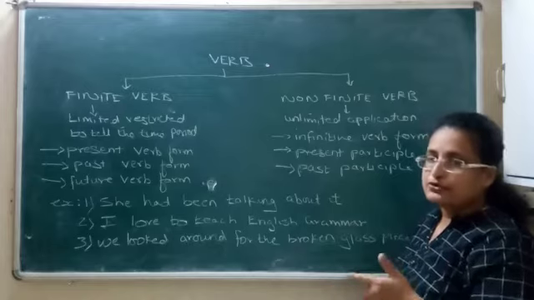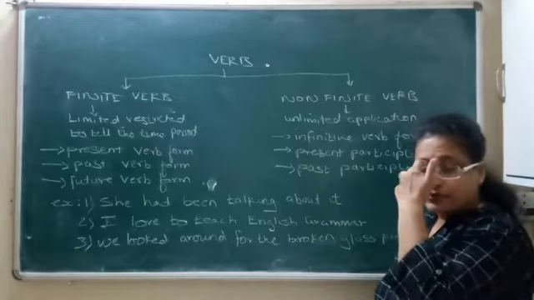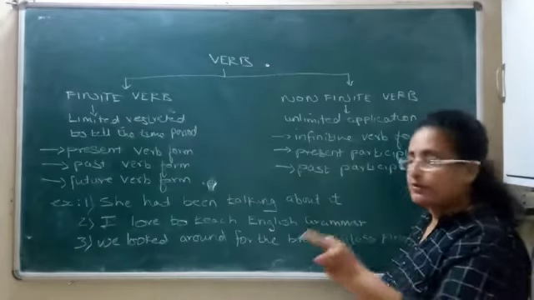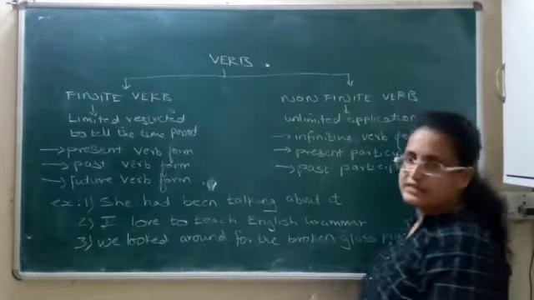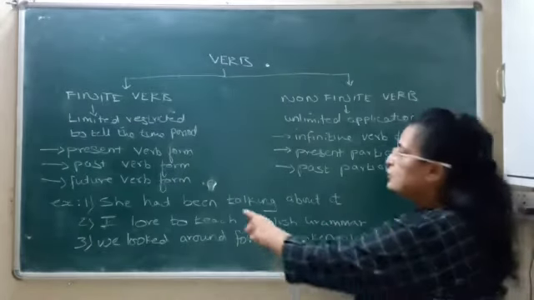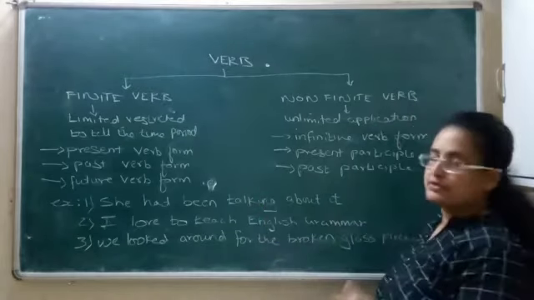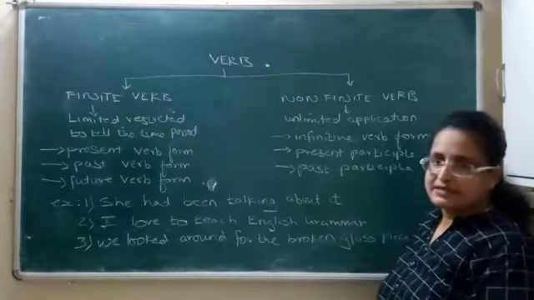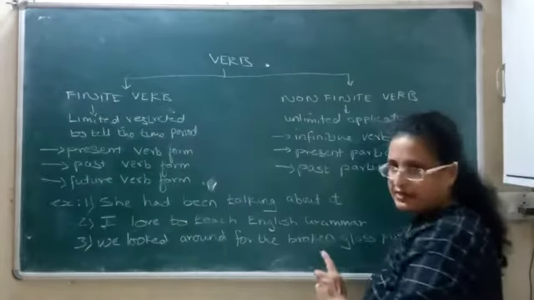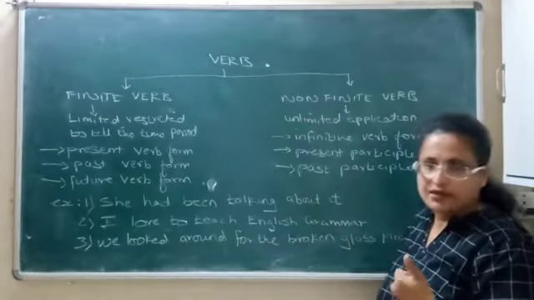I told you to memorize the to be form, to have form and to do form. If you remember, you will see that been is the past participle of the be form. Talking, RV ing, is the present participle. So it is again non-finite, present participle. This way it can be asked. This is one way of asking the question.